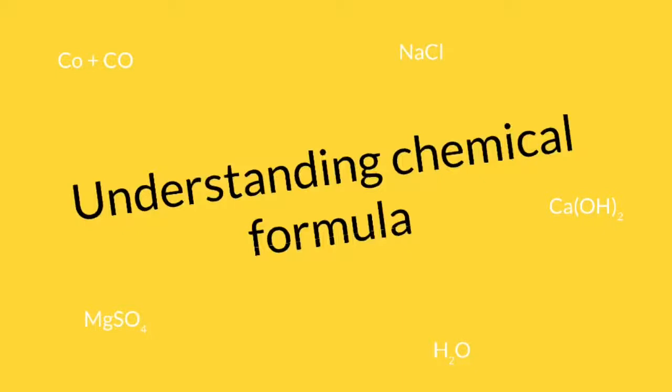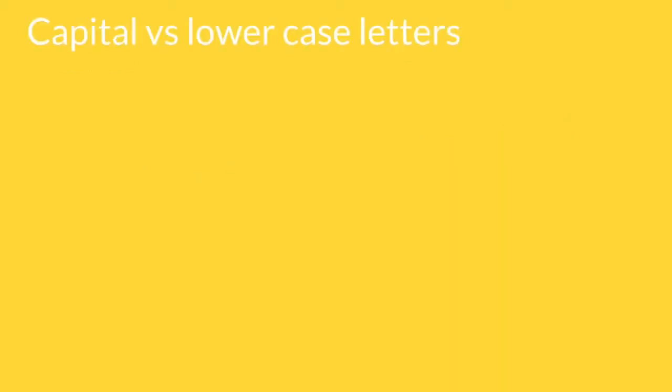Chemists often use chemical formula instead of words, and chemical formula gives us so much more information than just the word. It tells us what elements are present, but it also tells us how many of each element is present as well. The first thing we'll look at here in terms of our chemical formula is capital versus lowercase letters.